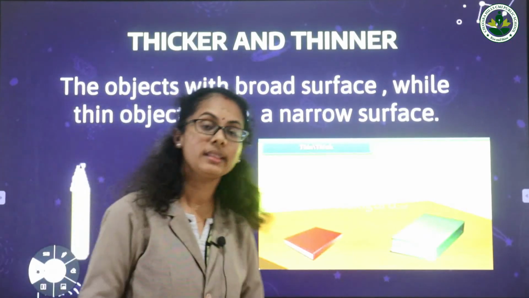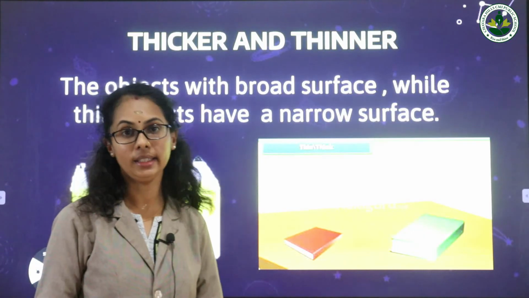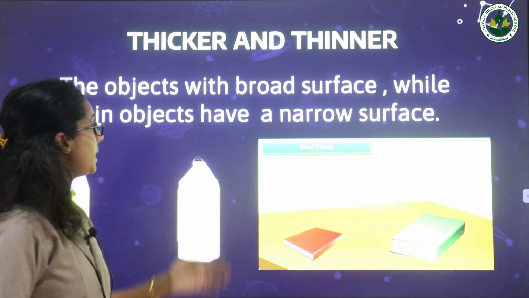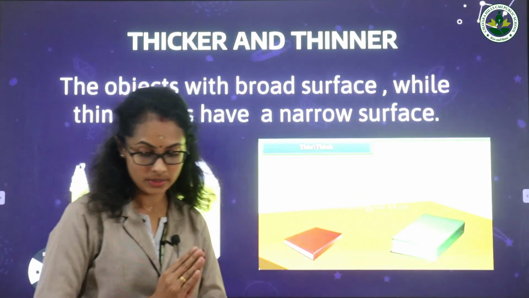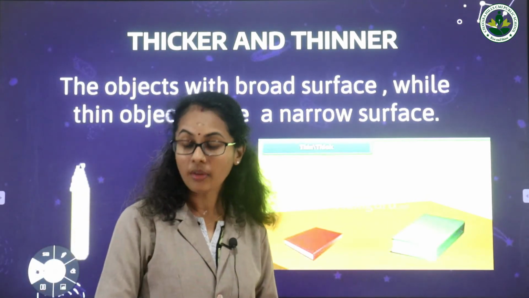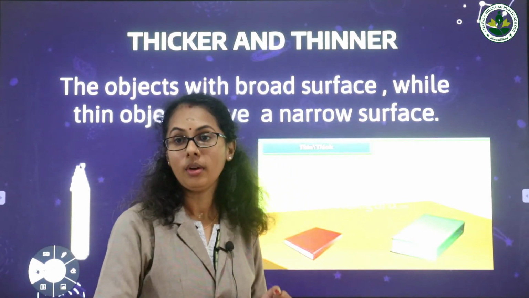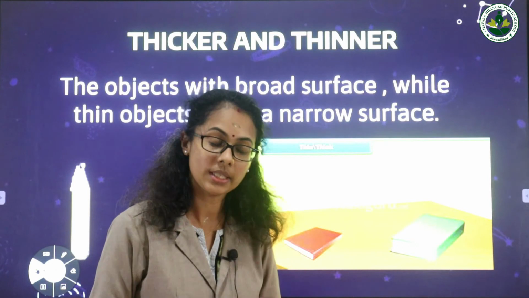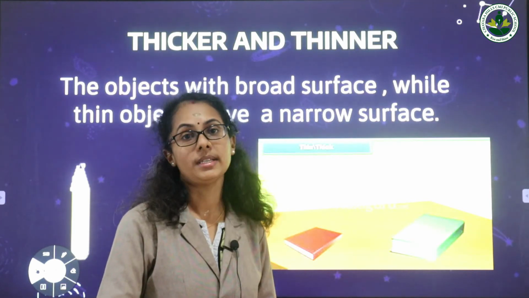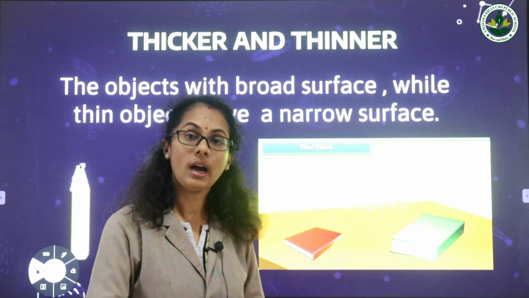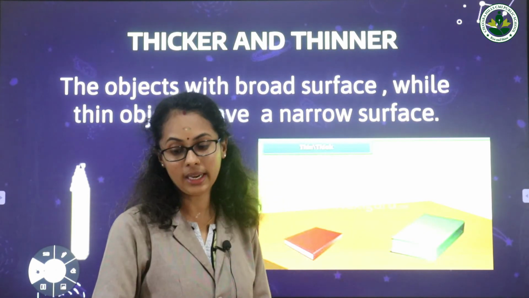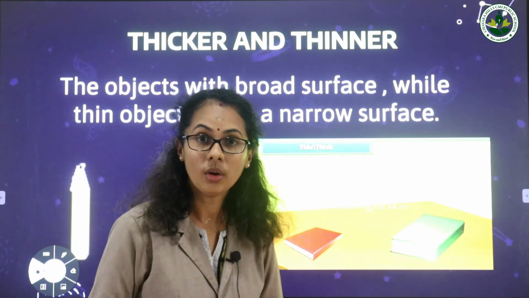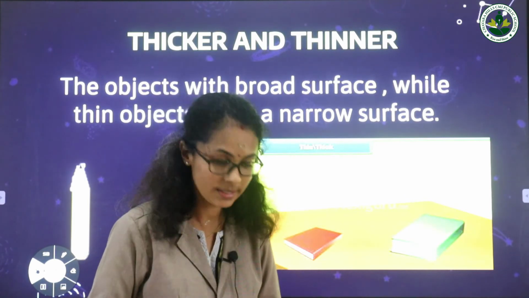The next one is thicker and thinner. Thick objects have a broad surface, and thin objects have a narrow surface.